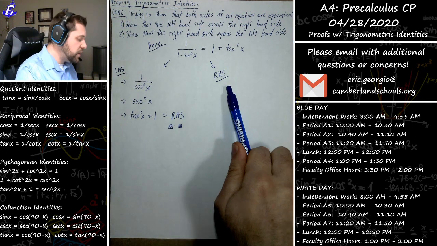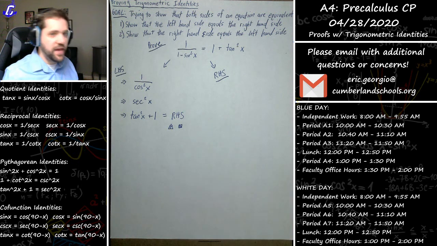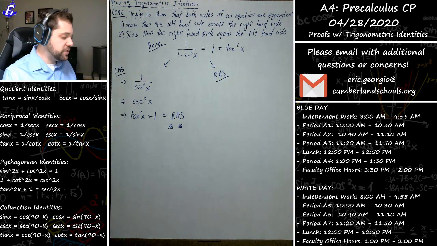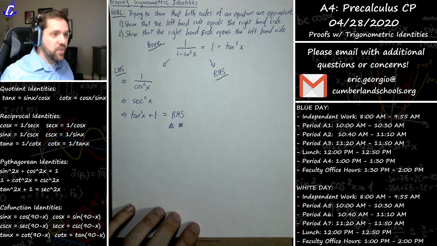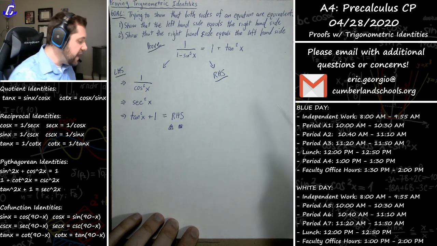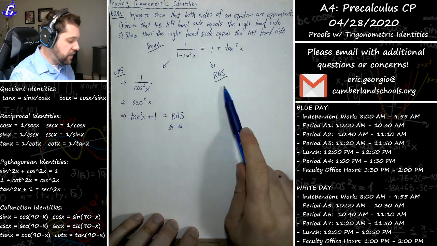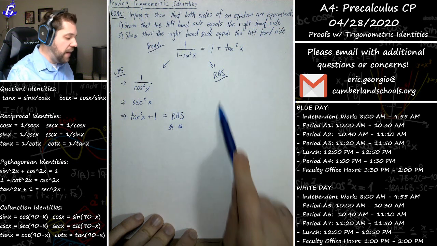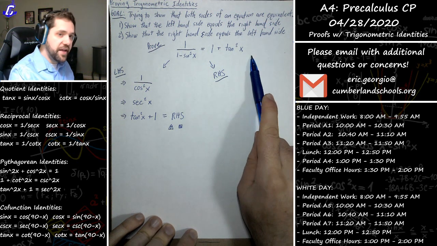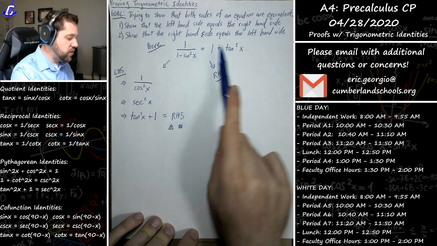That just means that we're going to work with the right-hand side of an equation. Typically, it's beneficial to write this down just so I know, and maybe even you know, which side of the equation you're working with, right? So I write RHS to signify that I'm going to be working with only the right-hand side, and I'm going to try to make this look like this.